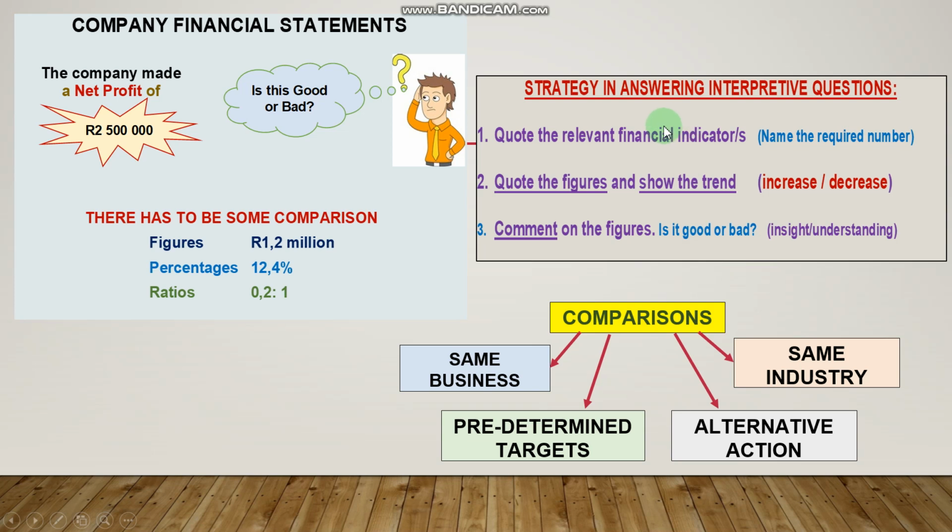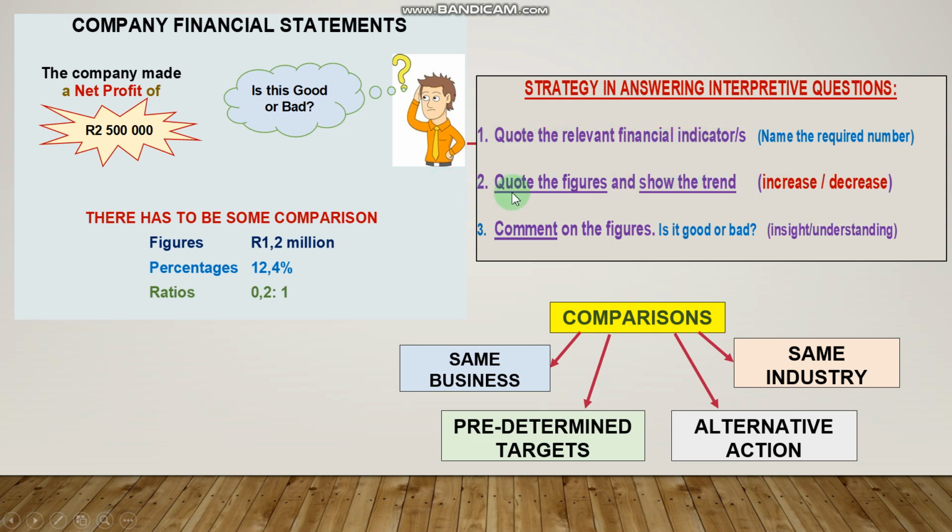For me, it is most useful to stick to this 3 point strategy. You can't go wrong. So you read the question. The first thing you need to do is quote the relevant financial indicators. Just give the name, the required number. Just naming the financial indicators, that would be your first step. So if you are required to comment on the liquidity, name the financial indicators that are given to you. For example, current ratio, acid test ratio, your stock turnover rate. You need to know the relevant financial indicators that belong to that category. So quoting the name itself.